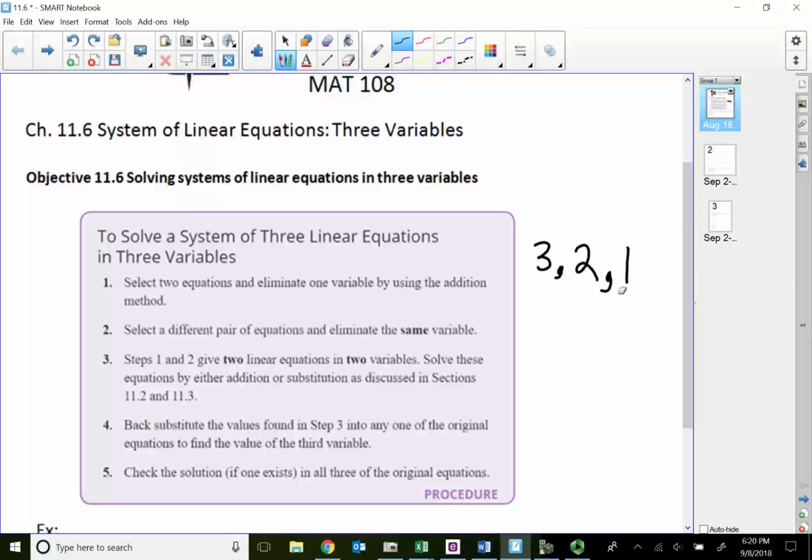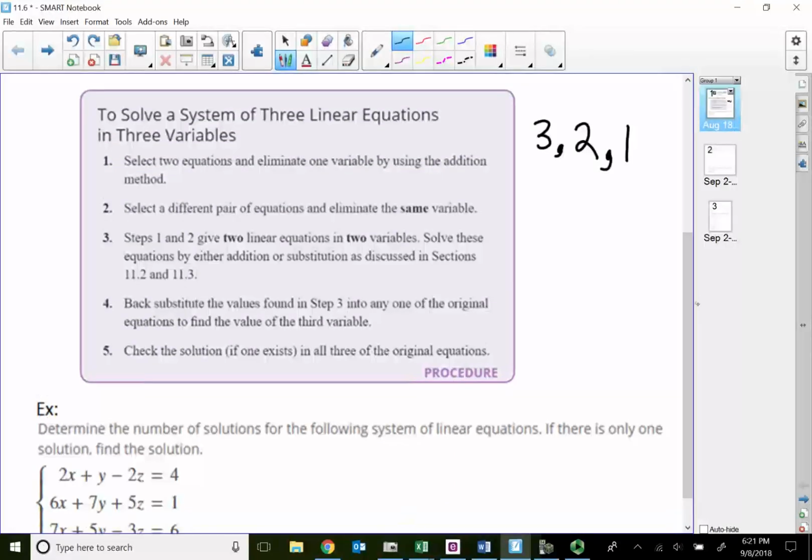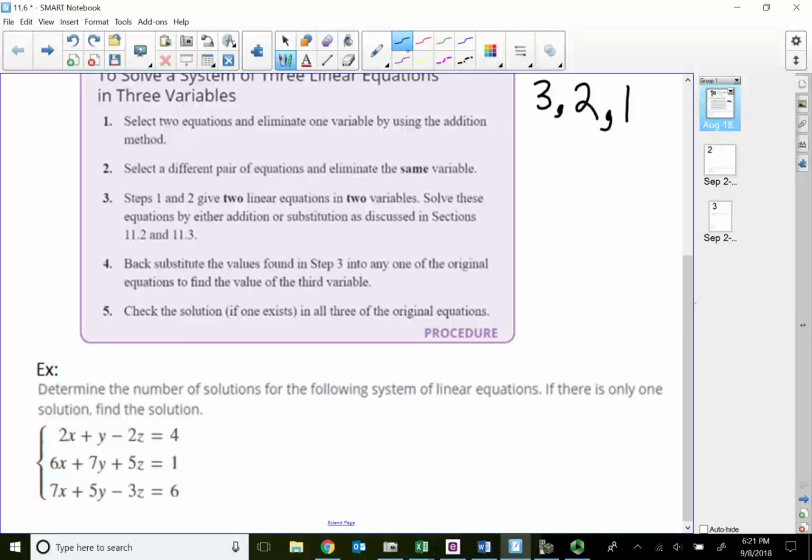And then once I come up with the 1 answer, I can use back substitution to go back to the equation with the 2 variables to find the other one, and then take the 2 answers and substitute back into the original 3 variable equation to find the third one. All right, so let me show you how to do this.